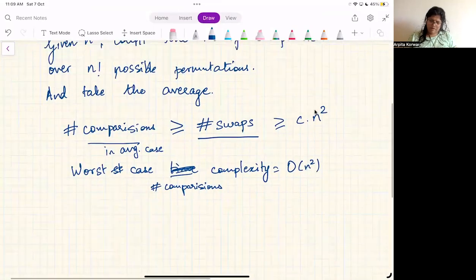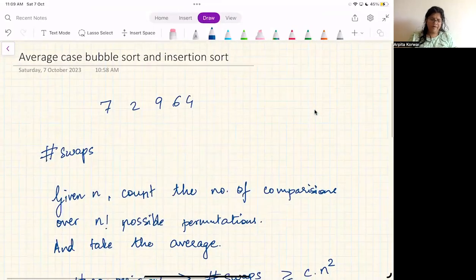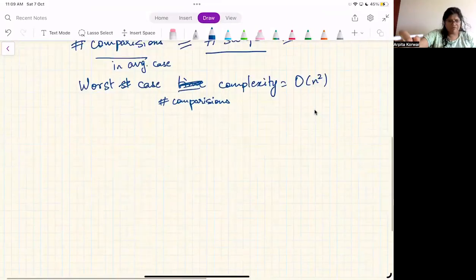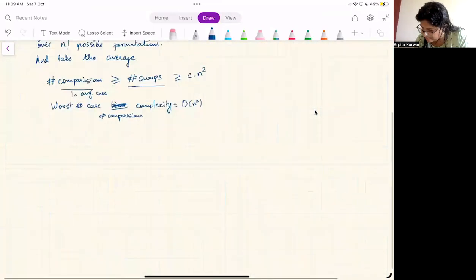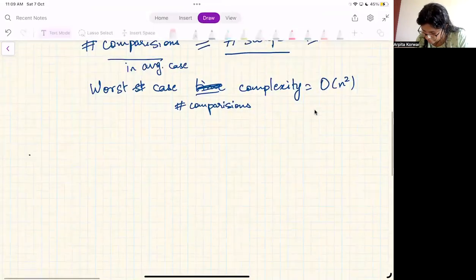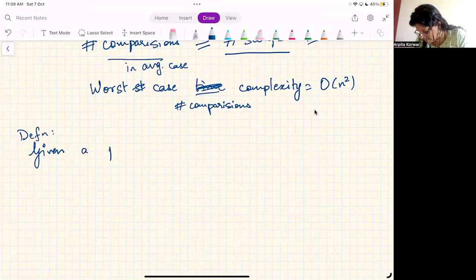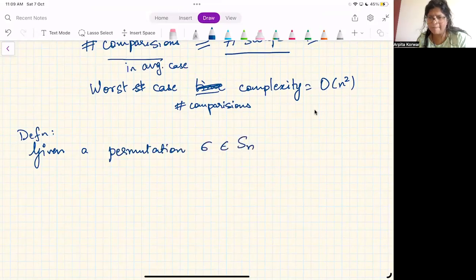I'll first do an example. Or let me first define the number of inversions. What is an inversion in a permutation? This is the definition. Given a permutation sigma in Sn, I hope you remember that this is the set of all permutations over the set 1 to n.